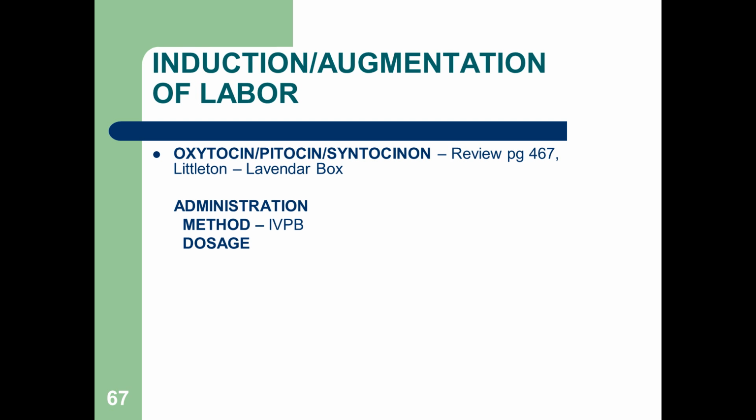In the 5th edition of Littleton, the yellow book, on page 467, there's a lavender box, and it is your information on Pitocin. I want you to put a star by that because you're going to need to know this box. You need to know certainly indications for use, any side effects, and nursing considerations, okay? So put that in your notes and make sure that you know the nursing considerations, okay?